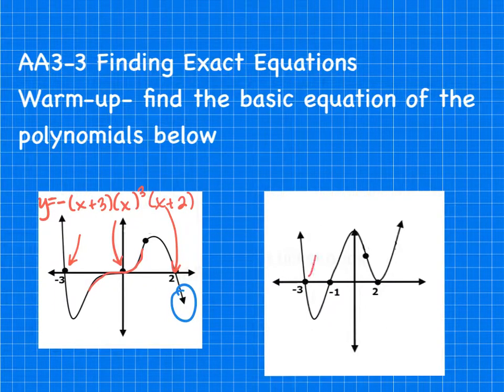On the second one, I have a -3 again, so x plus 3 just crosses, so no exponent is needed. I have a -1, so x plus 1, also just crossing. And I have 2, so x minus 2. It's a bouncing root, so I'm going to square it. Ending direction is up, so I can just leave that as y equals. So that's my basic equation. That doesn't tell me a lot of specifics, but it gives me the general shape of the graph and what it should look like and what its end direction should be and how many roots, that kind of thing.